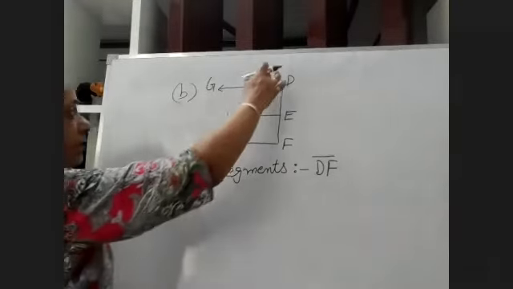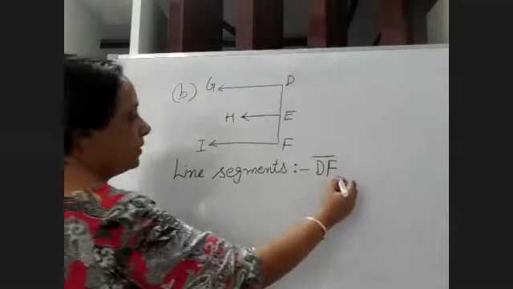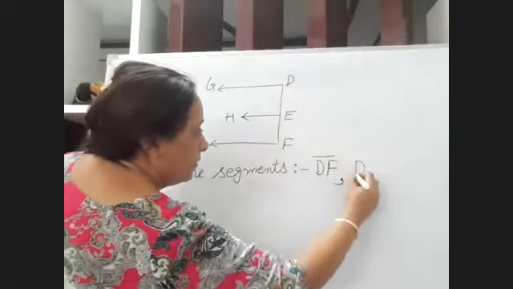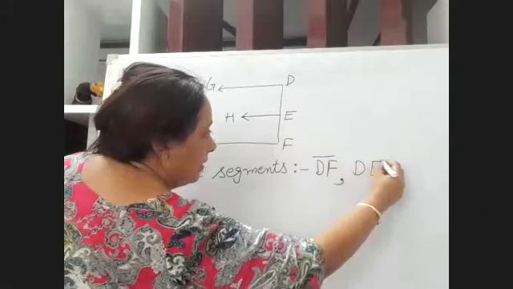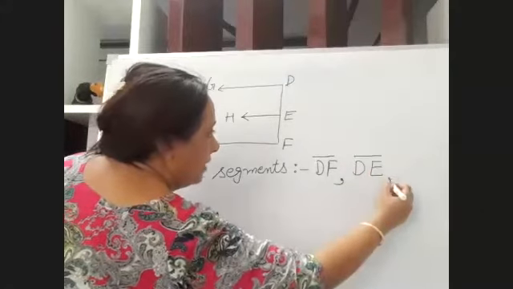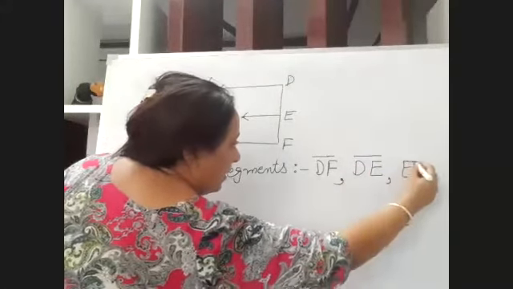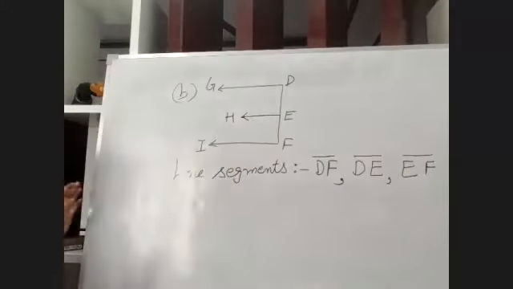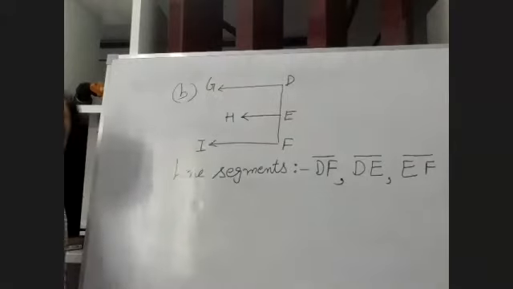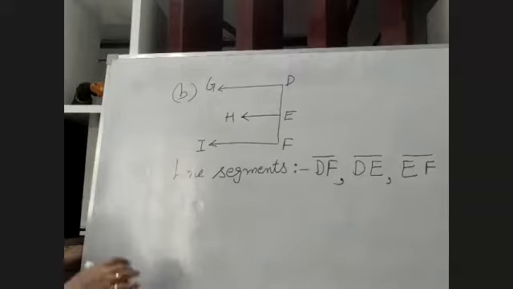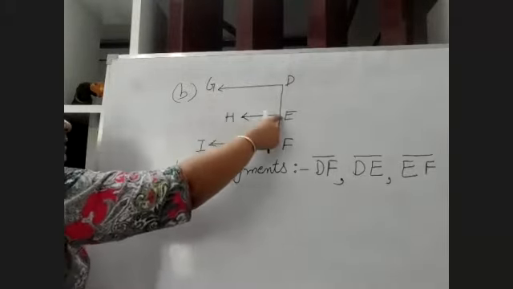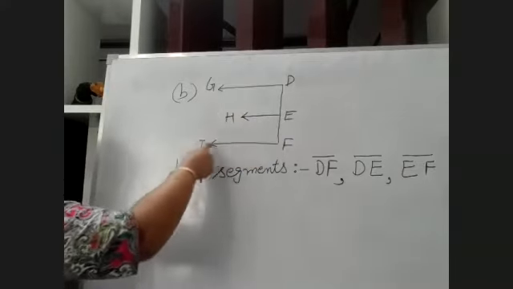First is DF. Second is DE. And third is EF. Yes, friends? Now, count rays. We have 3 rays. First, second, and third.